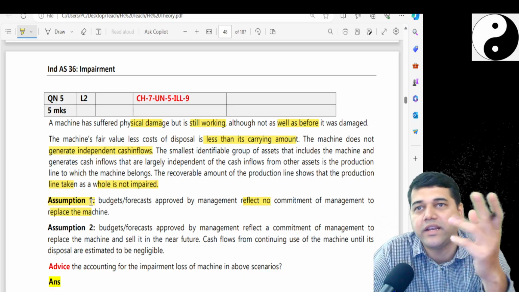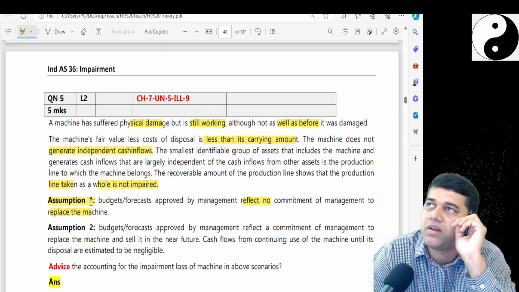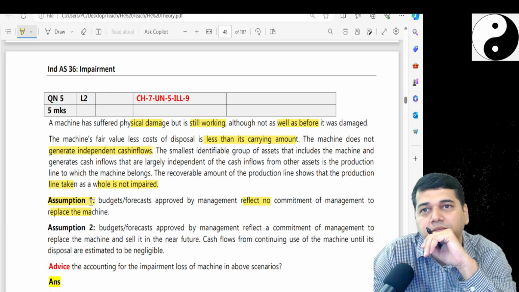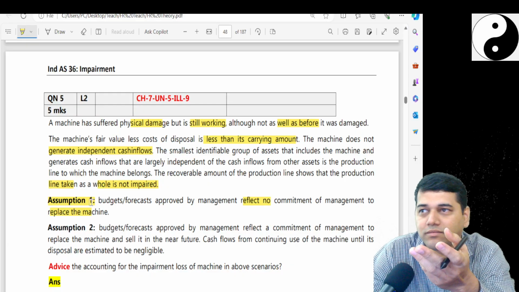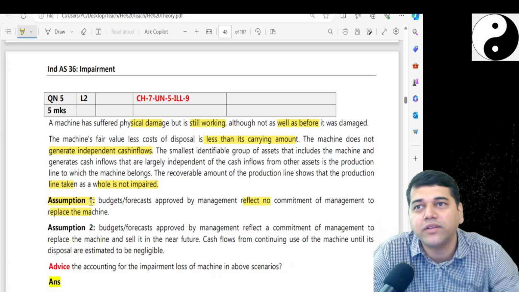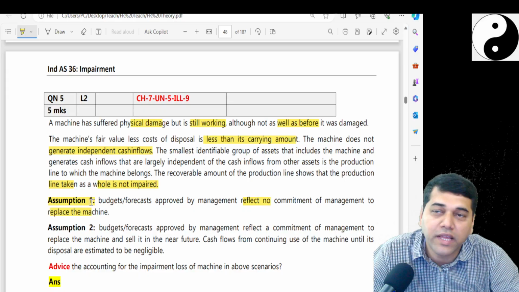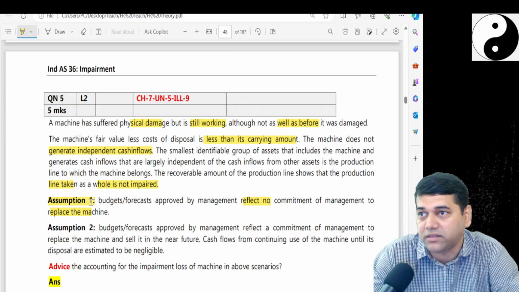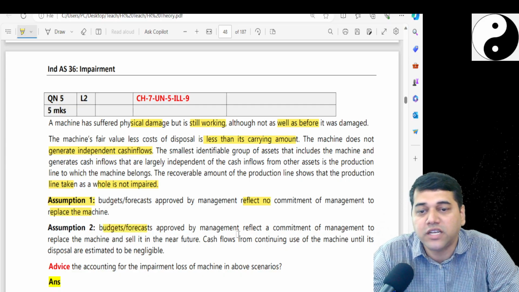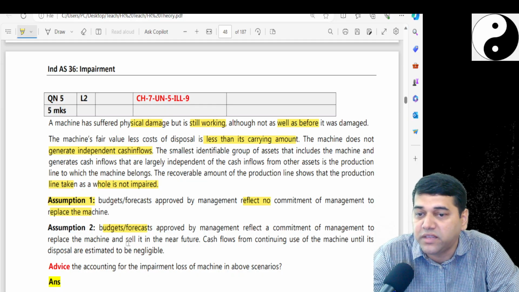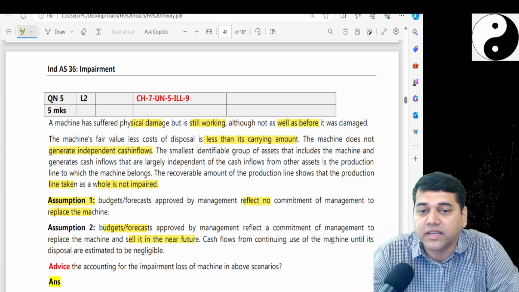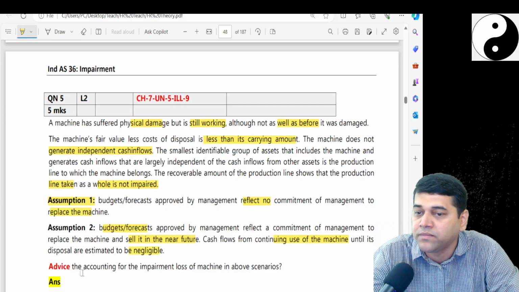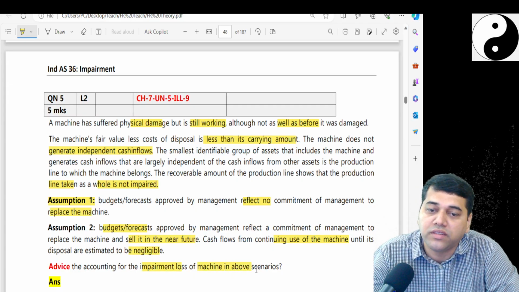Like for example, I gave you the example of one fan. One of the fans got hit by lightning and it is not functioning as before. Now other things are fine. If all 4 are gone, then obviously I am left with no choice other than replacing. So what I may do, one of the fans I will just keep. So I don't have any intention to replace. This is one assumption. The other: budgets and forecast approved by the management reflect a commitment to replace the machine and sell it in the near future. The cash flows from the continuing use of the machine until its disposal are estimated to be negligible. Advise accounting of the impairment loss in the above scenario.